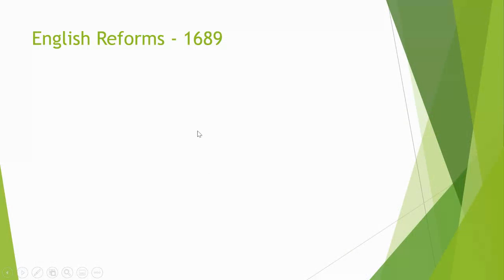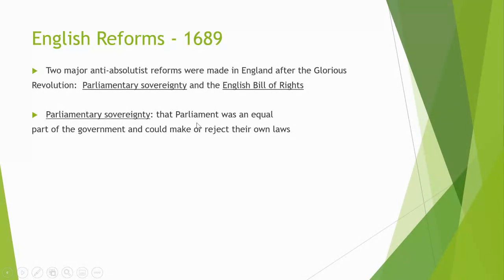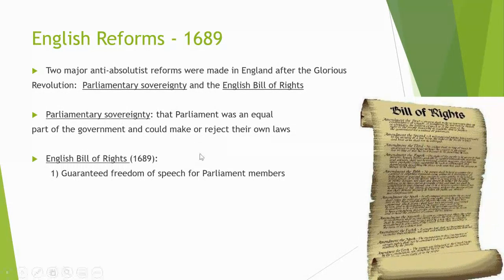So here are some of the reforms they're going to make in 1689 with the Glorious Revolution. Parliamentary sovereignty, an English Bill of Rights. Parliamentary sovereignty is just a fancy way of saying that they are an equal part of the government and they can make or reject their own laws. The king doesn't get to just dismiss them whenever they want, like earlier in the 1600s in England.